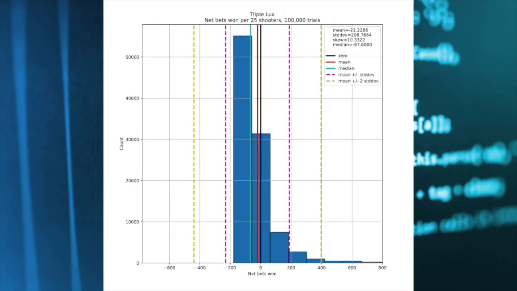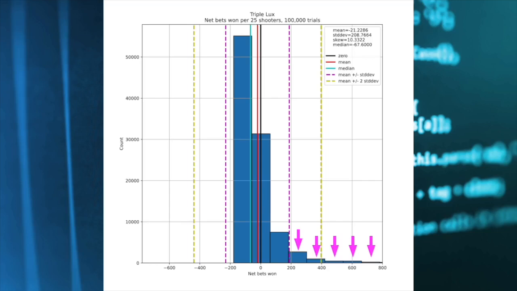Here's the plot for triple lux. Like press and collect, we have wider bins because more outcomes extend to the right of the plot. In this case, however, the frequency of outcomes with wins over 200 bets is up to about 5%. That means you can expect to win $2,000 or more in about 1 in 20 sessions.